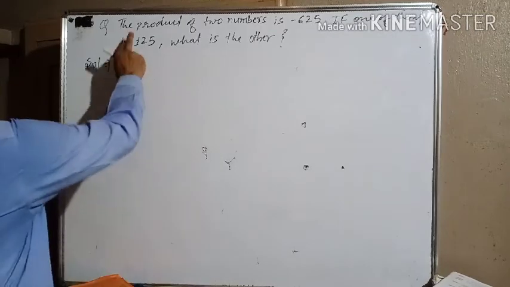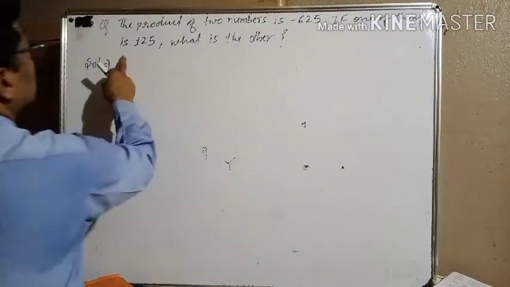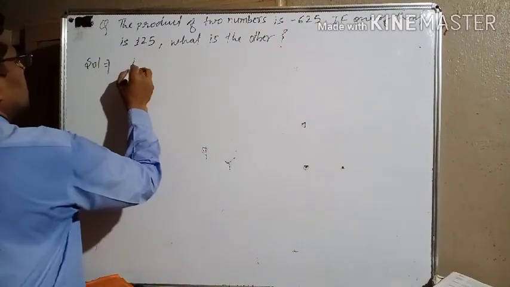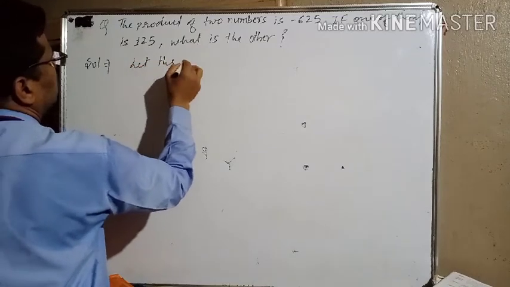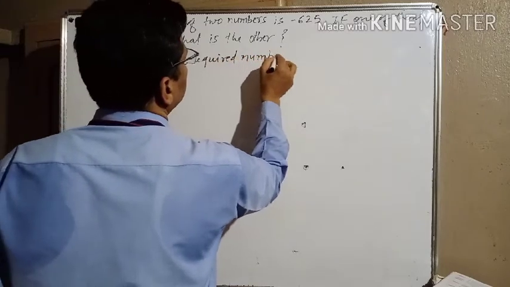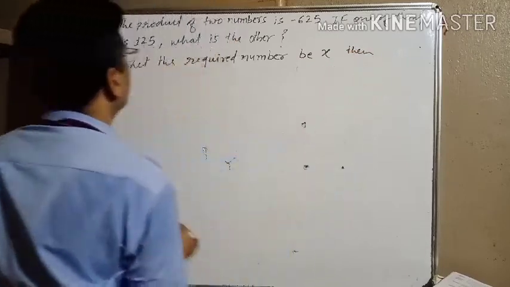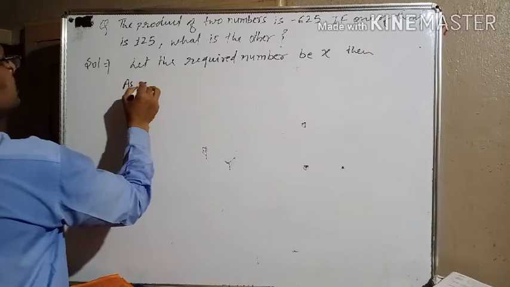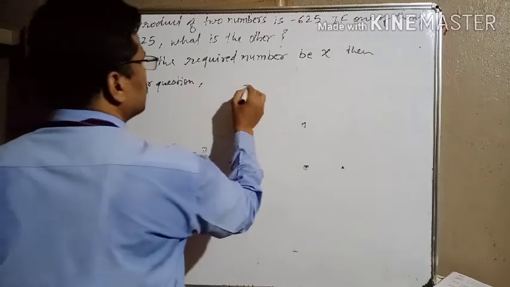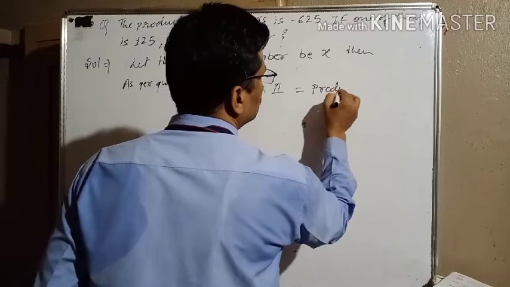Let's see. The product of two numbers is minus 625. If one of them is 125, what is the other? So we can solve it. It is very simple. Let the required number be x. Okay, then as per question, we can write here, you know the general way, when you multiply two numbers, first number multiply by second number, so we get the product. The result is called the product.